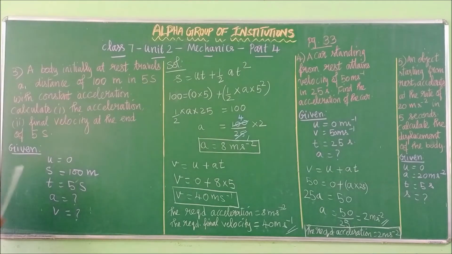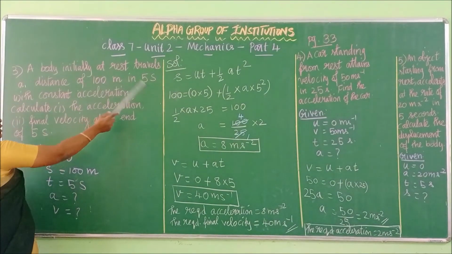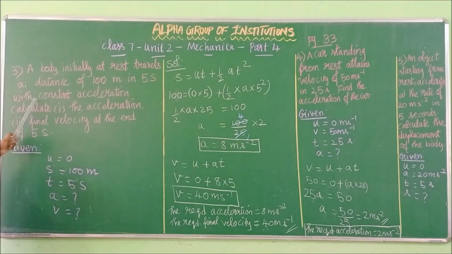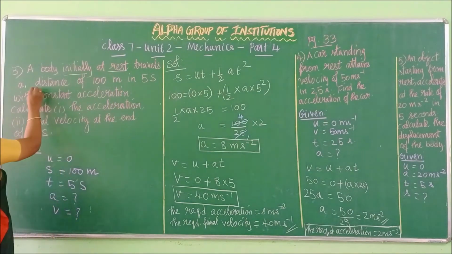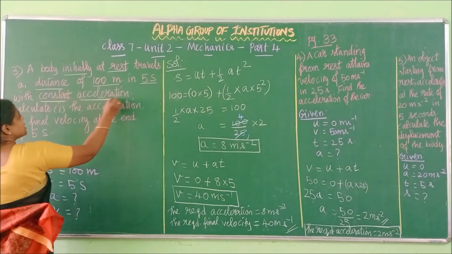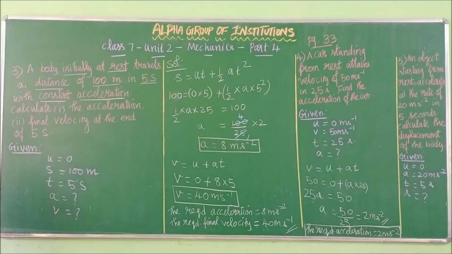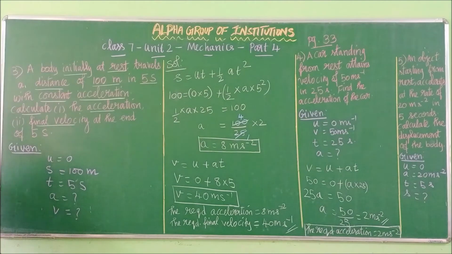Now the third sum is, children: a body initially at rest travels a distance of 100 meters in 5 seconds with constant acceleration. Calculate the acceleration and final velocity at the end of 5 seconds. Same time. So underline the key terms. Initially at rest, distance 100 meters, 5 seconds, with constant acceleration. That means constant means what? Acceleration doesn't change. It remains the same. Calculate acceleration and final velocity.